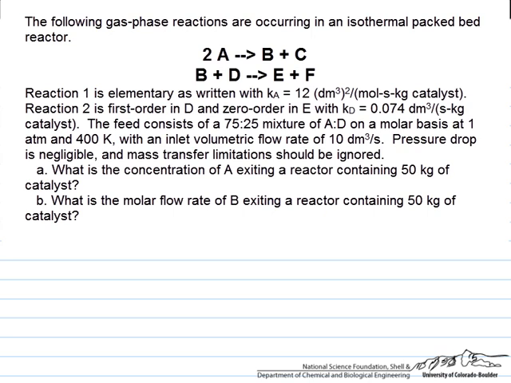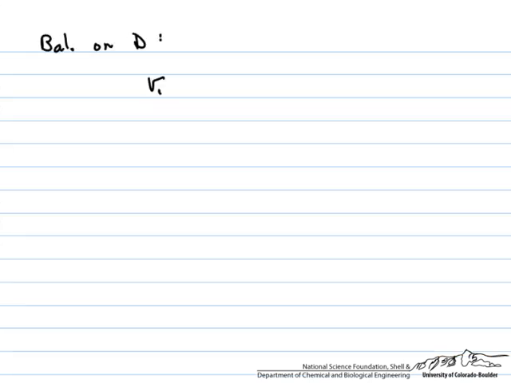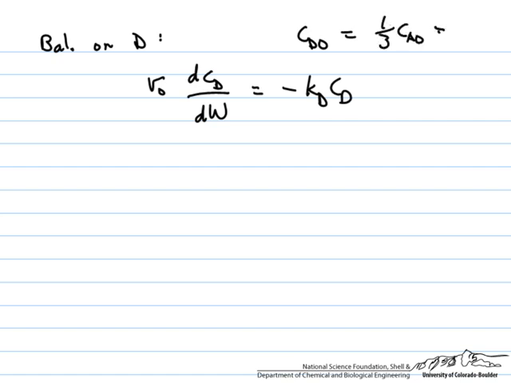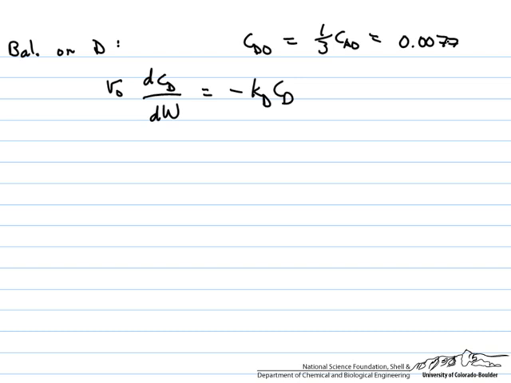Okay, so if we do a balance on D, we follow the same argument that the volumetric flow rate is constant, and so dCD/dW is equal to negative KD CD, and we're given the rate constant for that second reaction in this problem, so we'll be able to just plug it in. Another useful piece of information is that CD naught, you feed it in a 1:3 ratio to CA naught, so it's equal to 1/3 CA naught, and we already calculated CA naught in the previous part of the problem, so we can find that this is equal to 0.0077 moles per decimeter cubed.